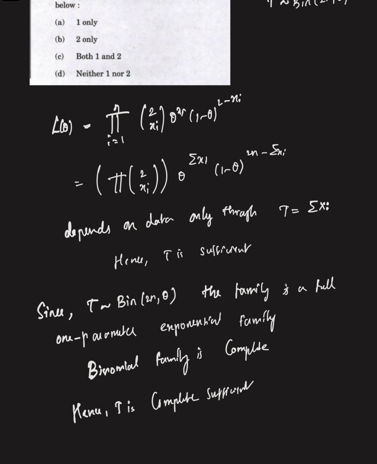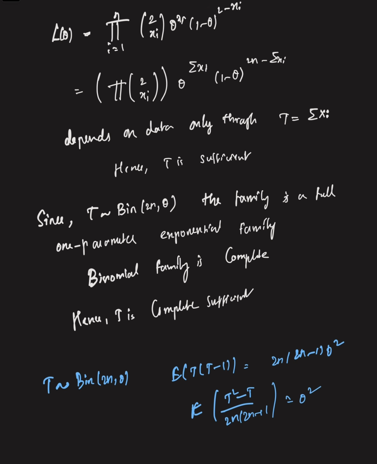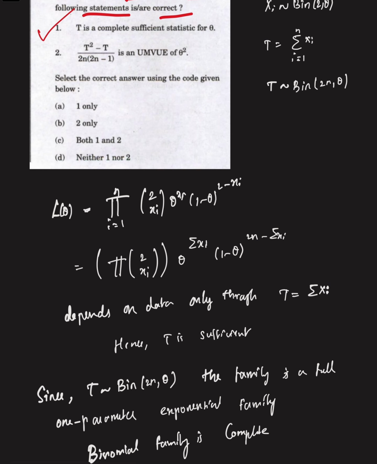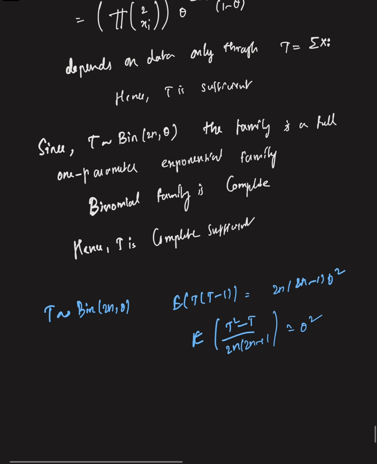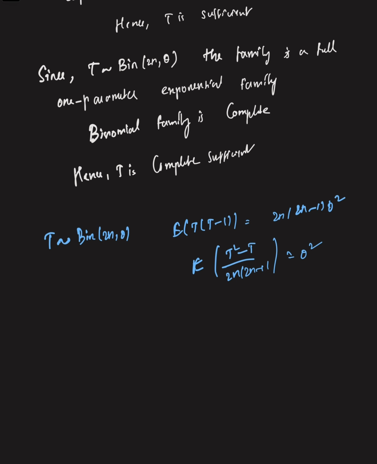Now for statement 2, t is following binomial 2n comma theta. So that means expectation of t into (t minus 1) is nothing but 2n into (2n minus 1) theta square. So that means expectation of (t square minus t) by 2n into (2n minus 1) is nothing but theta square. So therefore it is unbiased.